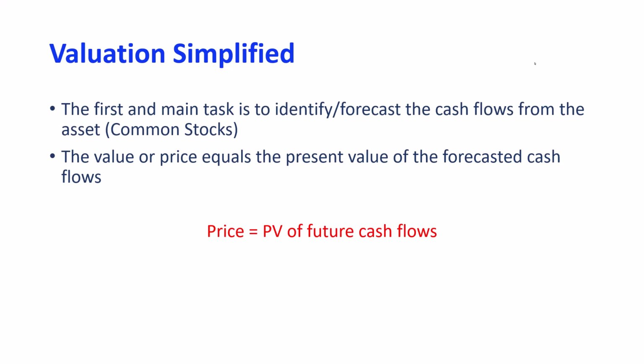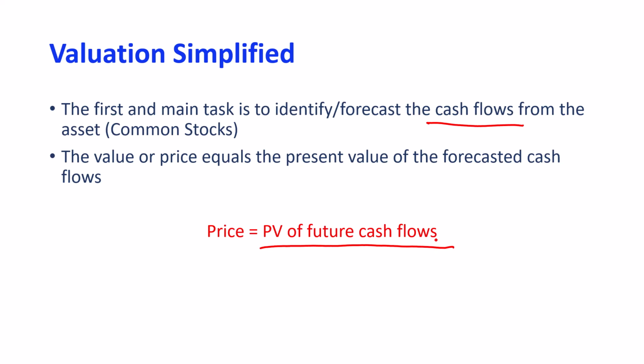Similar to the bond valuation, all we're doing here is identifying the cash flows first. When you look at your asset, which is the common stock, what are the cash flows that you may receive from this asset? And then you simply find the present value of the future cash flows. That would be your price, or the value of the company for today.